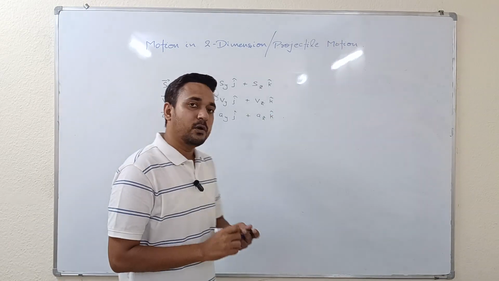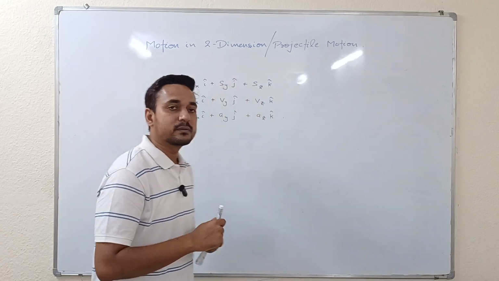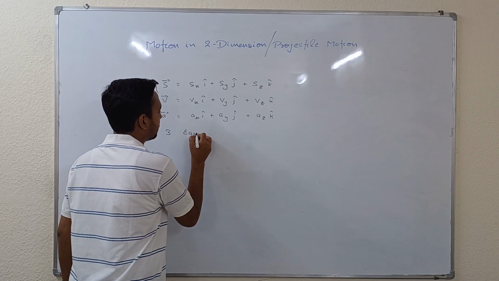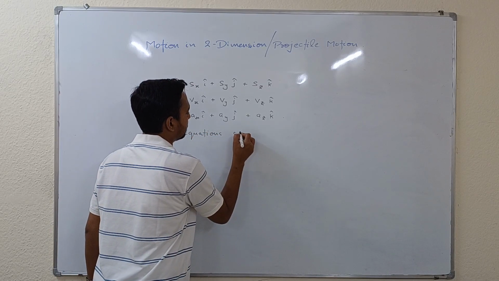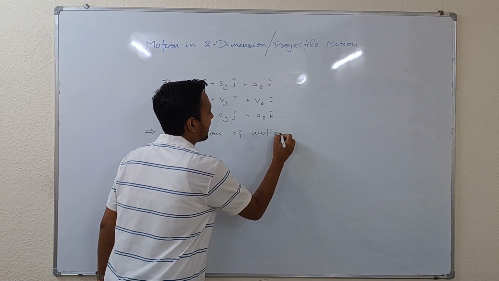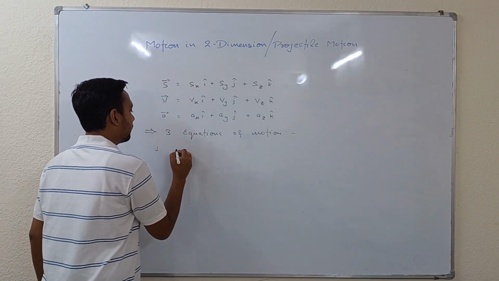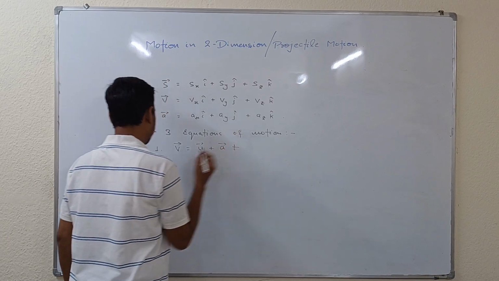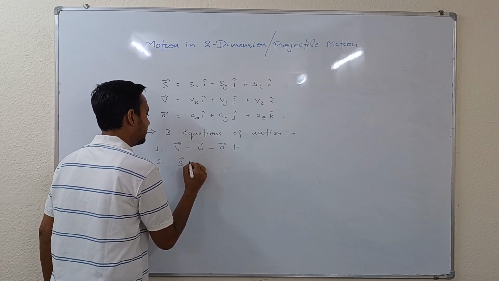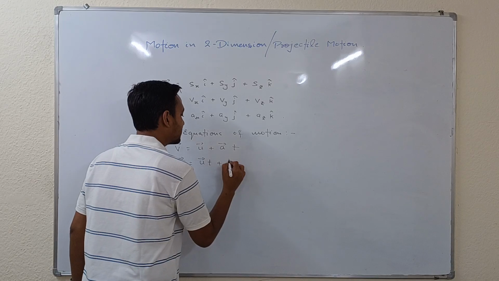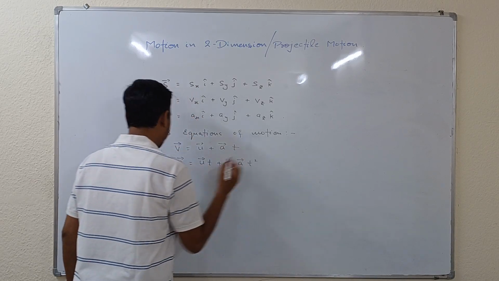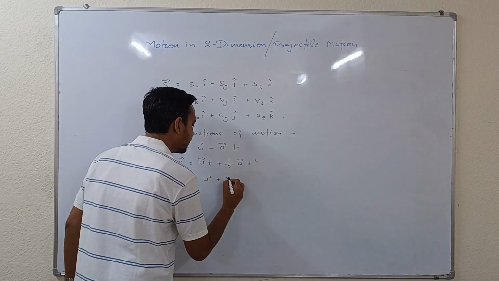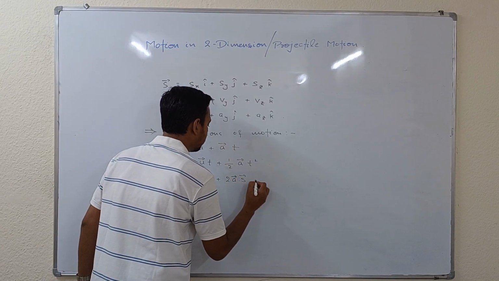Also, we have studied in motion in one dimension about the three equations of motion. The first one was V is equal to U plus AT. The second one was displacement S is equal to UT plus half of AT square. And the third one was V square is equal to U square plus 2A dot S.